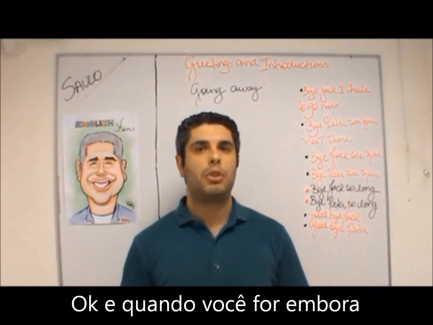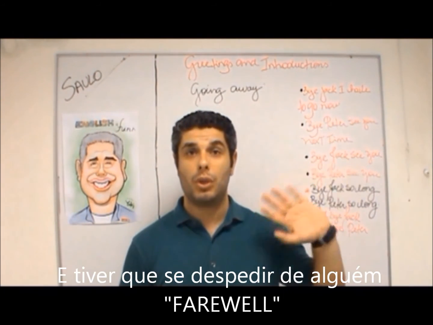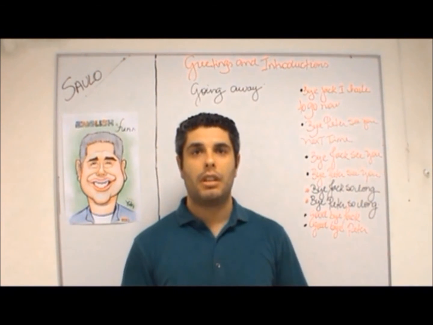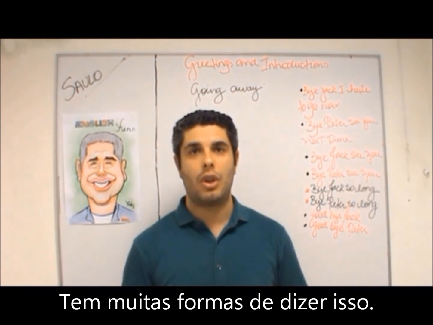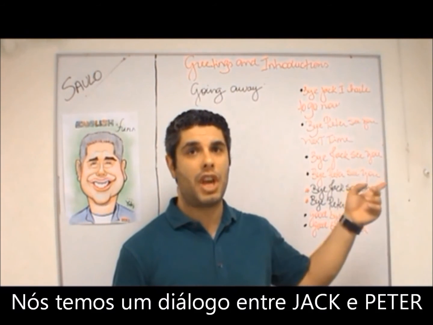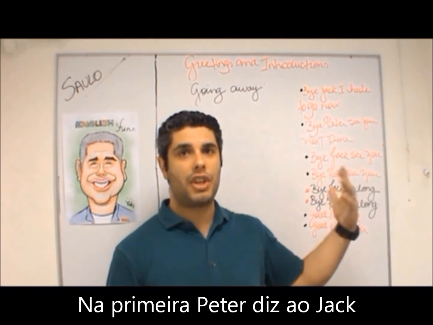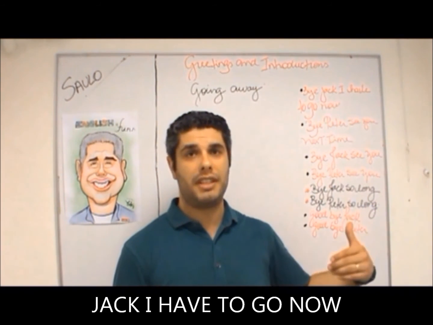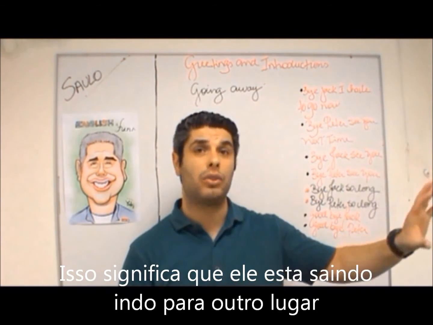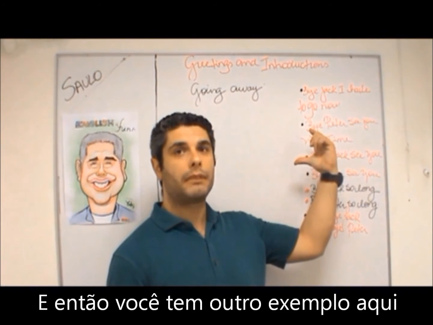Okay, and when it comes to actually leaving the place where you are, when you have to say farewell to somebody, there are many ways to say it. So in here we have a couple of examples. We have a dialogue between Jack and Peter. So on the first one, Peter is saying to Jack, Jack, I have to go now. It means that he's leaving, he's moving out. And then you have another example here.